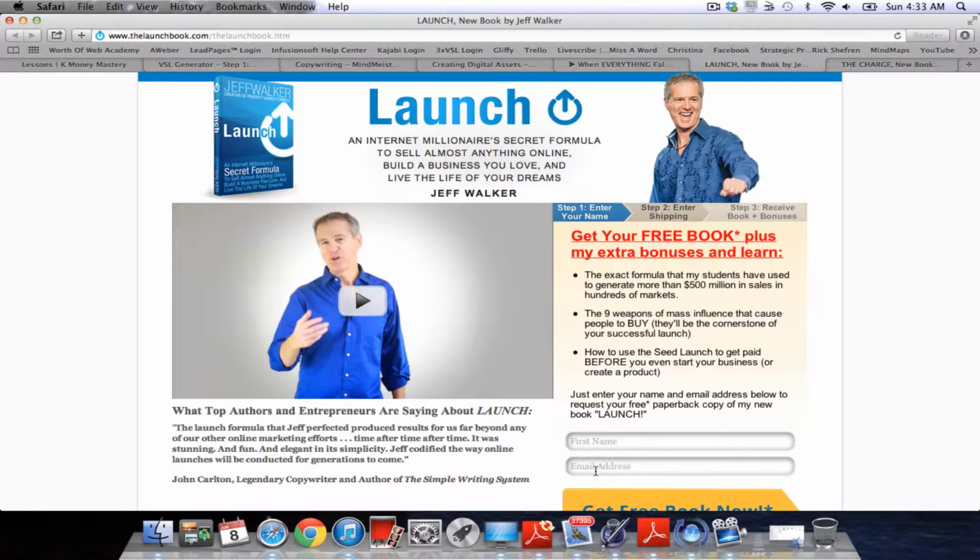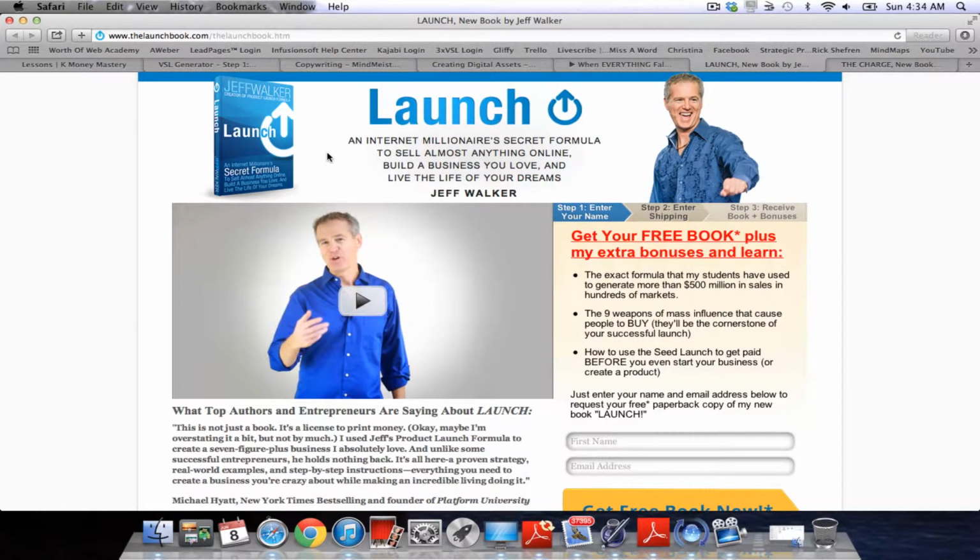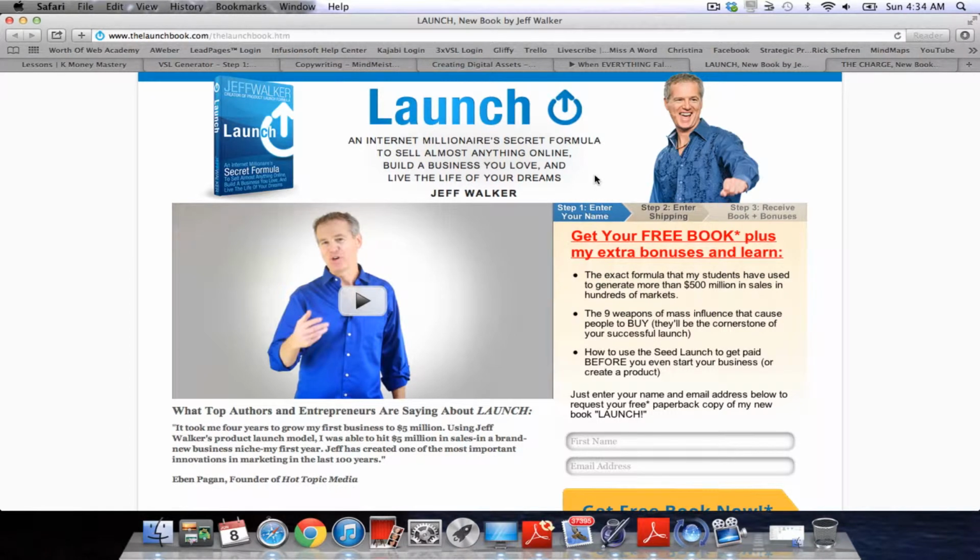Okay, so on this page, the first thing up here in the top left is the 3D cover art for the book. And if you notice, it's not flat. It is angled in such a way that the line of sight, your eyes, are like looking over towards the right so that you can read this part. An internet millionaire's secret formula to sell almost anything online, build a business you love, and live the life of your dreams, Jeff Walker. So that is his headline, that is his promise, and it's kind of like a hook and promise.